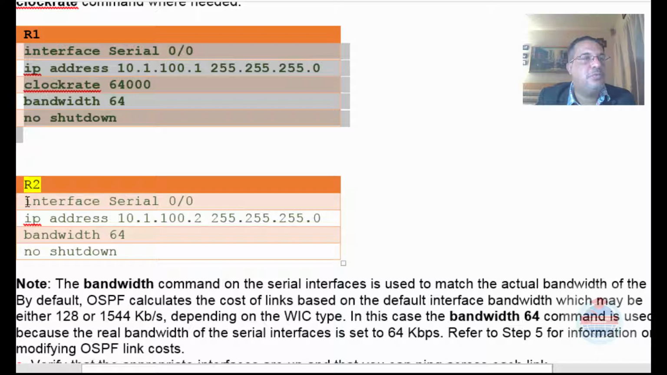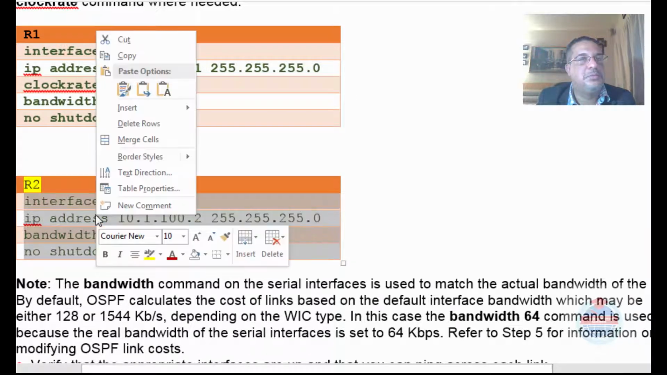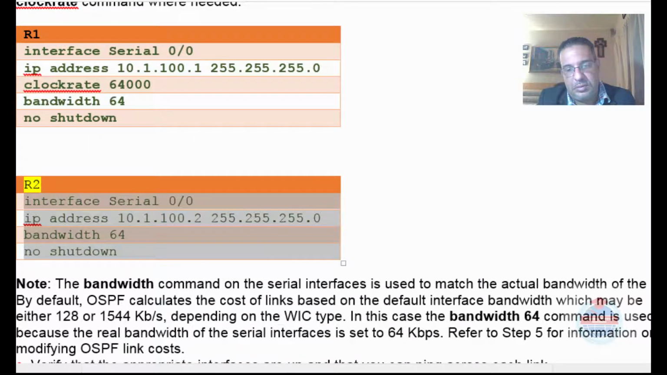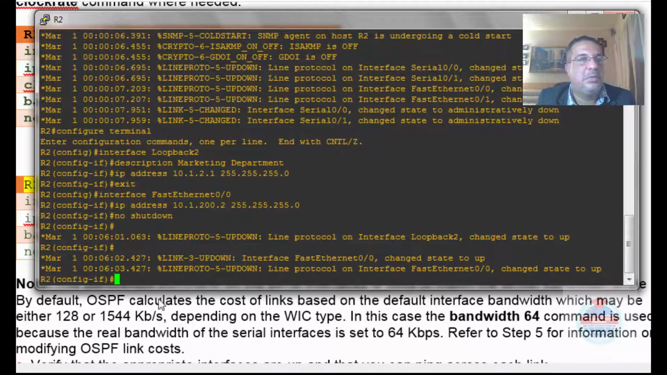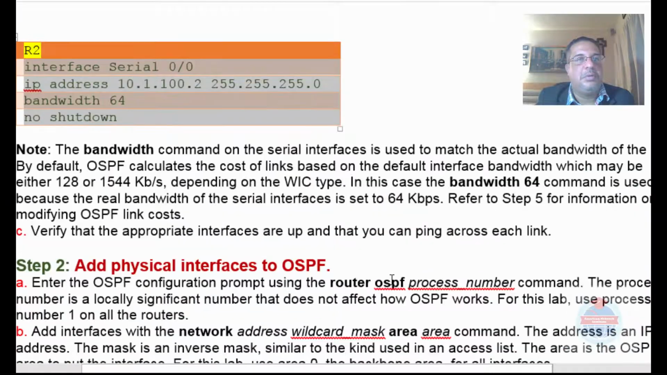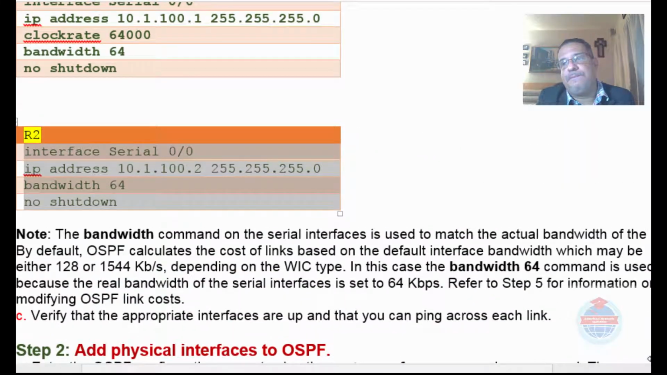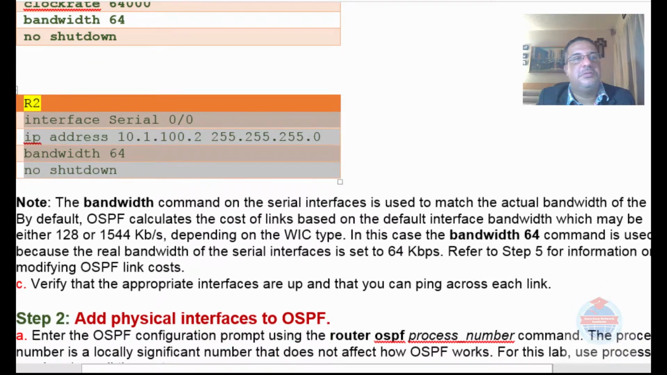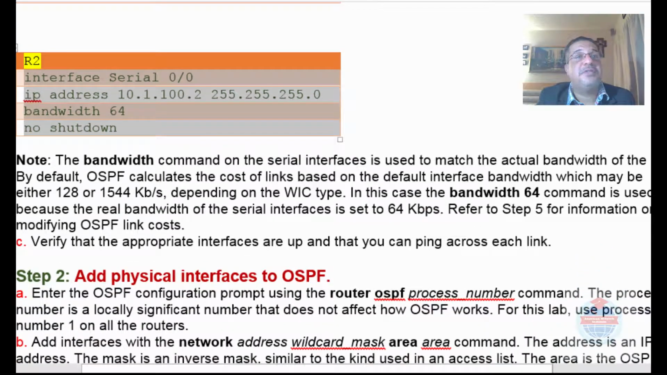On R2, it went very well. So everything is good, everything is successful. Over here, the bandwidth, we set the bandwidth on both sides, 64. Usually you use 128 or 1544 kilobytes per second.